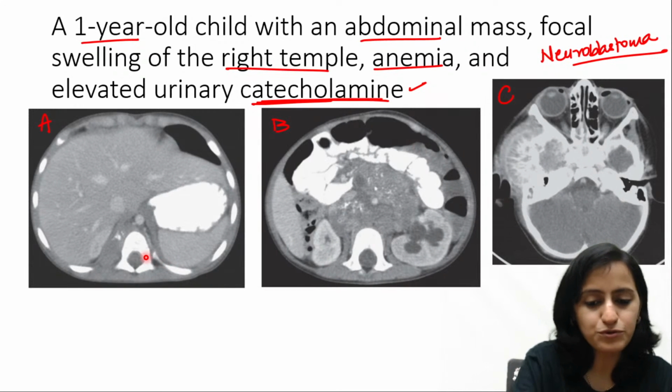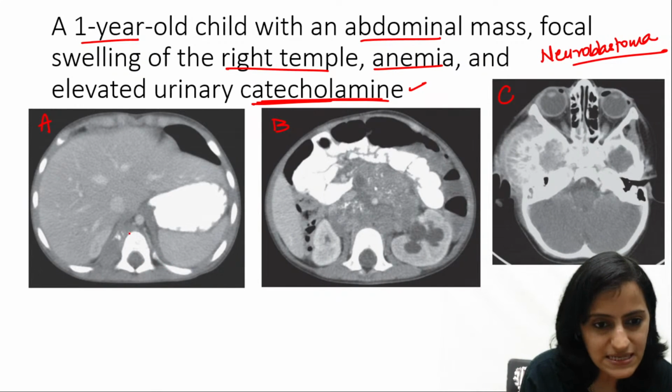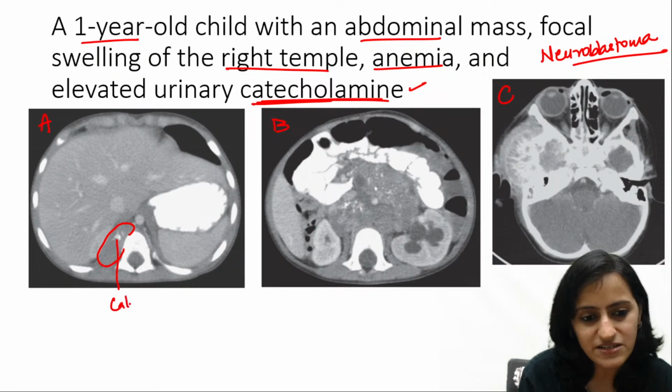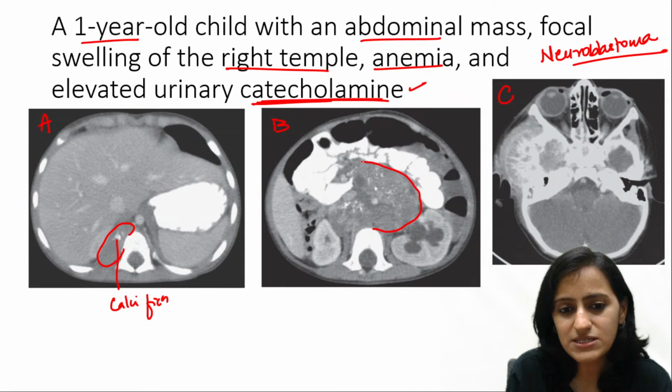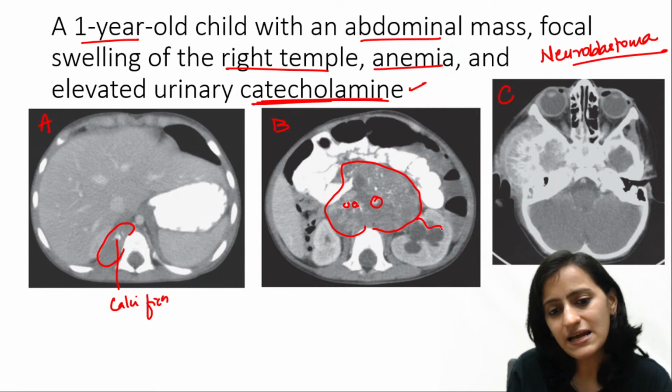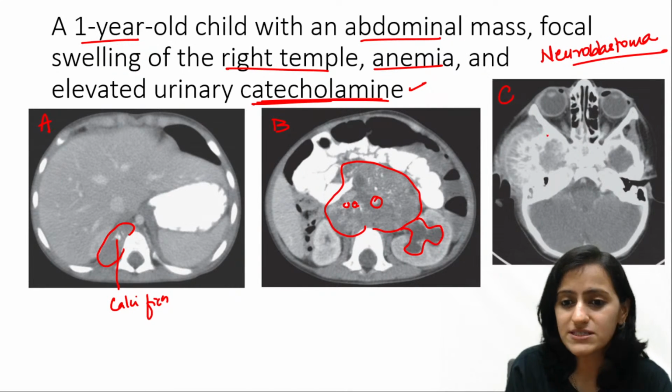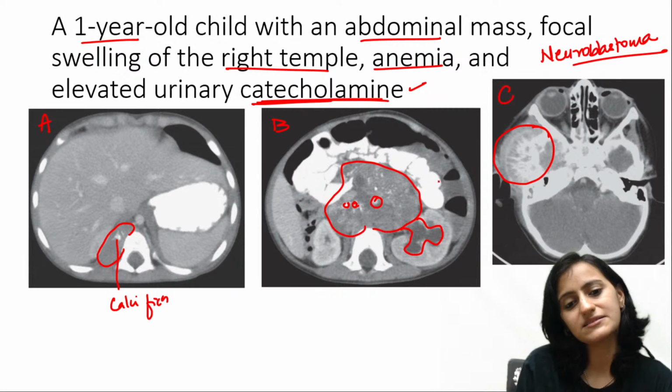So if I have to write down the findings that we are seeing here, this is the mass on the right side with the calcification, right paraspinal mass. In the second image, this entire thing is the mass showing the calcification encasing the vessel, and we have the left hydronephrosis, and this is the metastasis here.